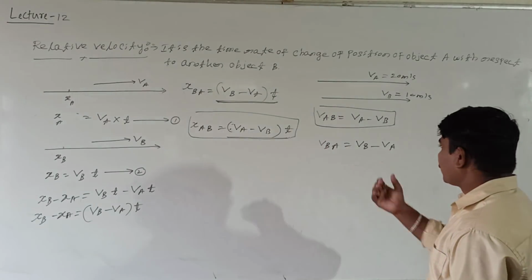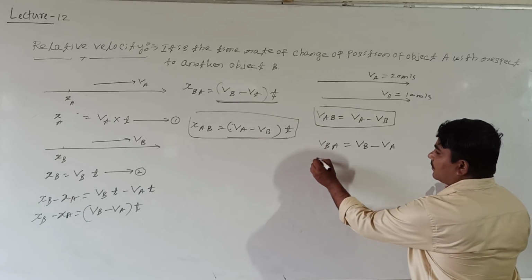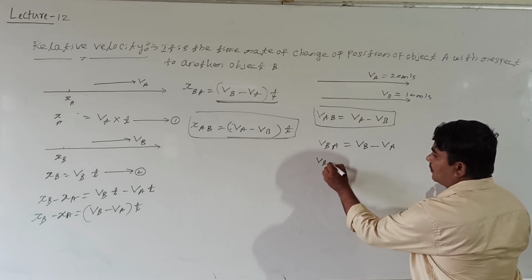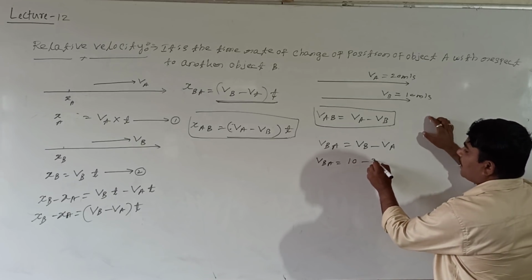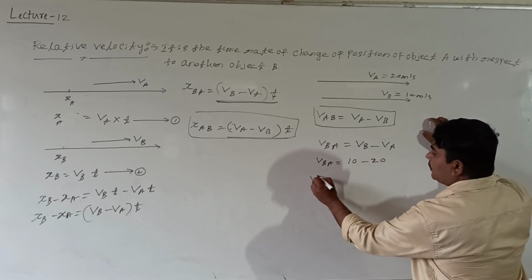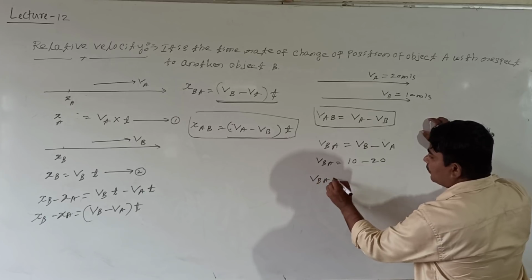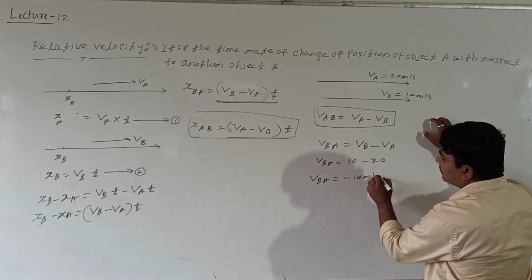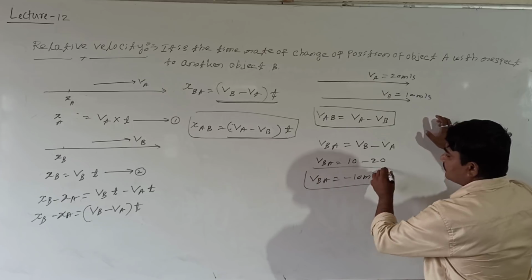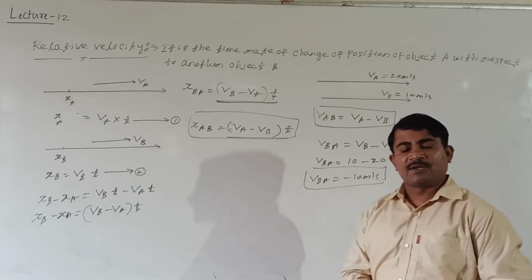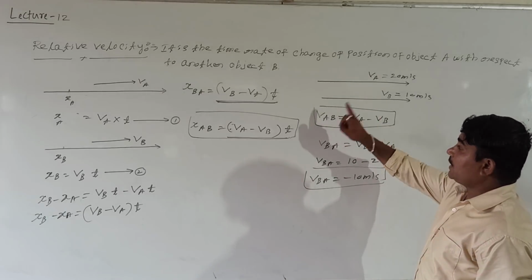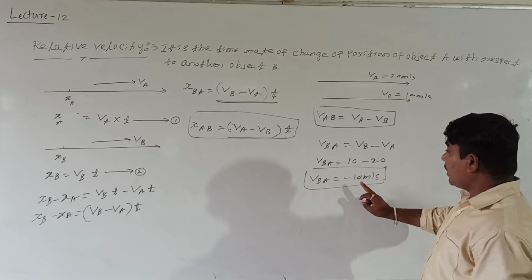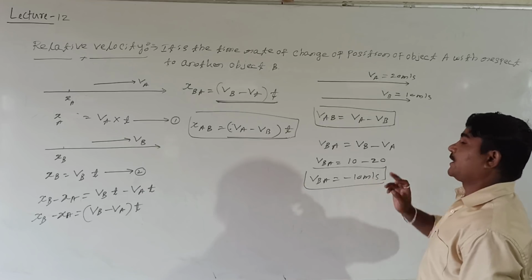Right? Then how to write here, in this case what happened? VBA equal to VB, how much? 10. VA equal to 20. What did you get? VBA equal to minus 10 meter per second. Are you correct, students? What is the meaning of this? When observer A is seeing the velocity of object B, then it appears as minus 10 meter per second.